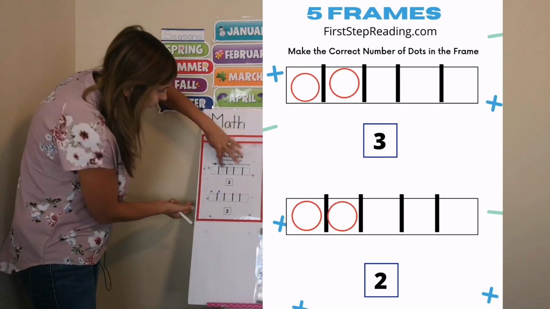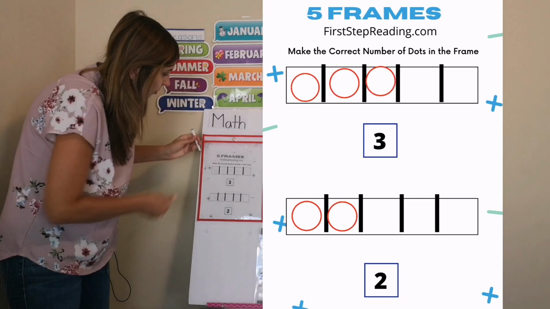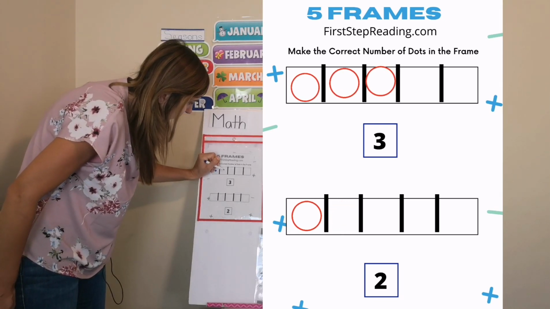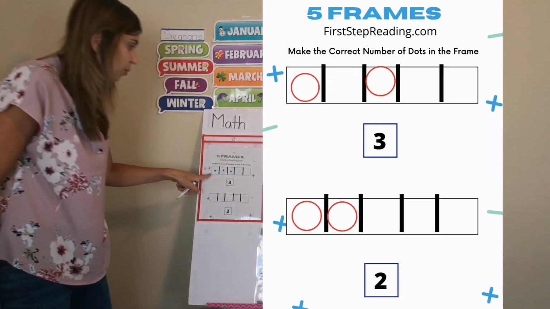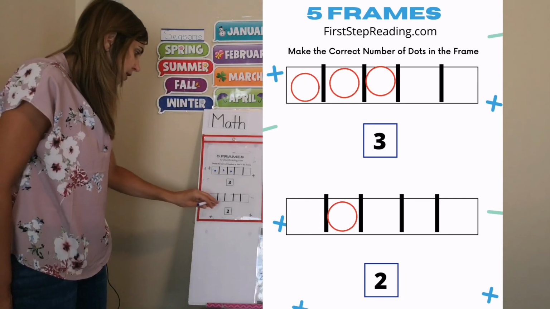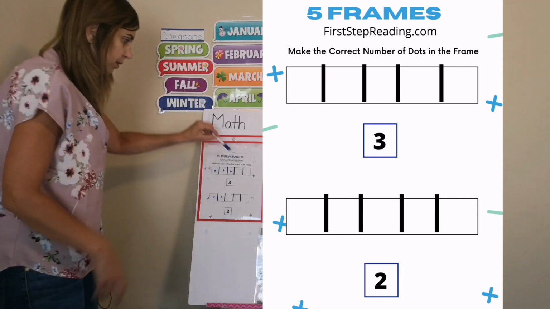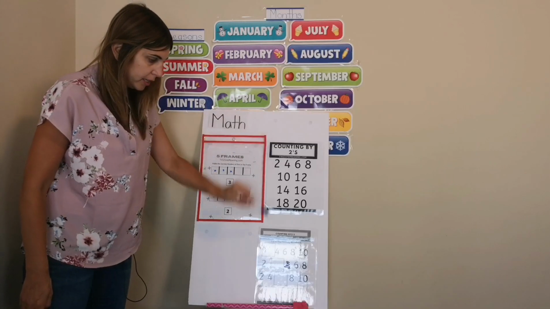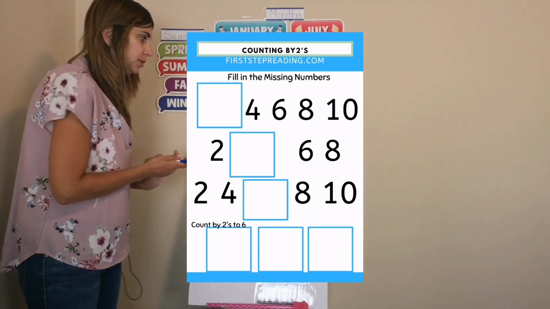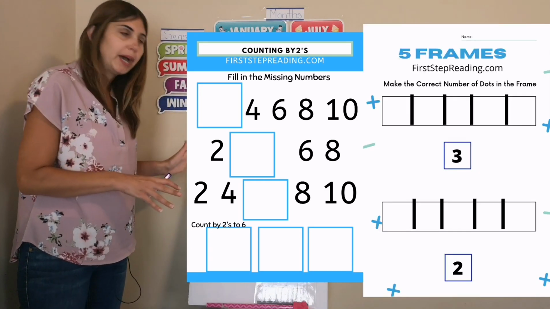Work on making your dots. 1, 2, 3. Only 1 dot in each square. And in this one, 1, 2. Okay? Your 5 frames. And keep working on your counting by 2s. That's what we're doing for math today.